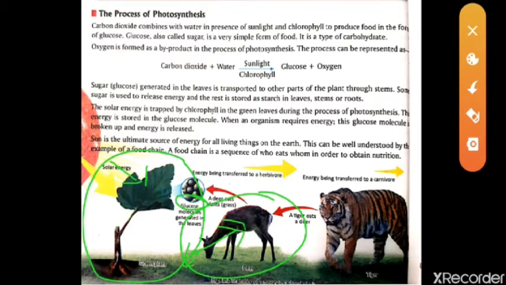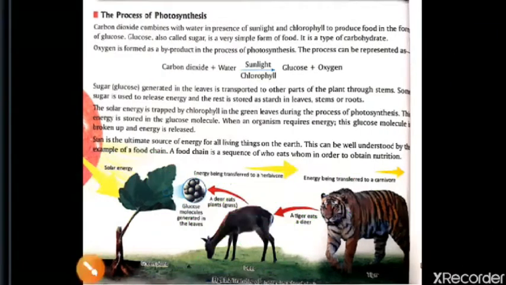Now the deer will be eaten by the tiger. That means the tiger is just eating the meat, they are not eating the grasses. So in this process we can see that there is a transfer of energy. See here, solar energy is there. Now energy is being transferred to a herbivore, that means the one who eats the green plants. Now energy is being transferred to a carnivore. A carnivore is the one who eats only meat. So we can see that the energy is transferred from one form to the other.